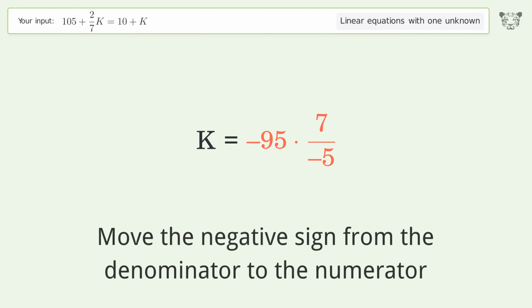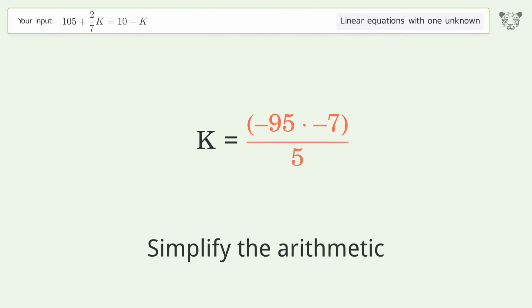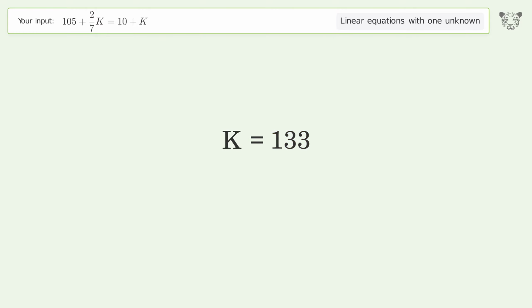Move the negative sign from the denominator to the numerator. Multiply the fractions. Simplify the arithmetic. And so the final result is k equals 133.